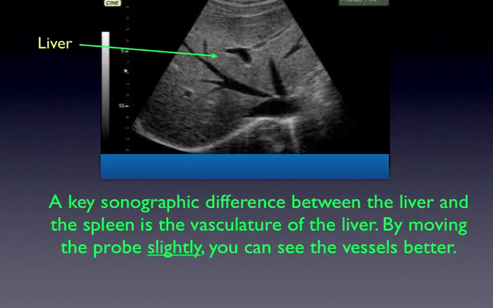Now in this image, we have the liver marked with the green arrow, and we have the hepatic veins draining into the inferior vena cava at the inferior aspect of this image. And the hyperechoic structure at the bottom is, of course, the diaphragm. And obviously, this could not be mistaken for a spleen.